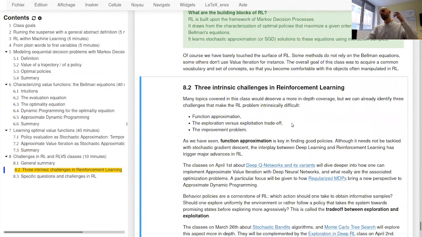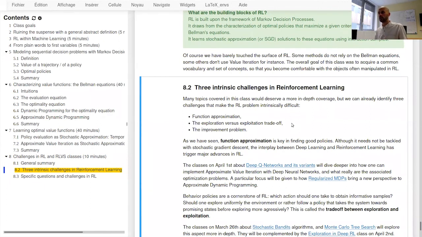Now let's move on to what are really the challenges and the problems in reinforcement learning. And we will try to relate those with the upcoming classes in RLVS. So many topics covered in this class would actually deserve a more in-depth coverage themselves. But we can already identify three challenges that make the reinforcement learning problem intrinsically difficult or that are proper to the reinforcement learning problem. Those three challenges are function approximation, the exploration versus exploitation trade-off, and the improvement problem. The first two, you probably have intuitions about them now because we've encountered them in the course of this notebook. Let's take the three of them in order.